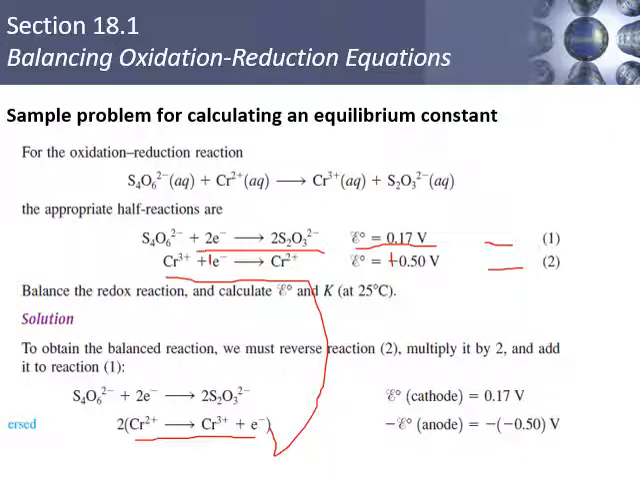So we have to multiply this entire half reaction by 2, which is what they've done right here. So when we do that, we wind up with the same number of electrons on both sides. N would be 2. The standard cell voltage would be 0.67 volts. And let's go to the next slide.